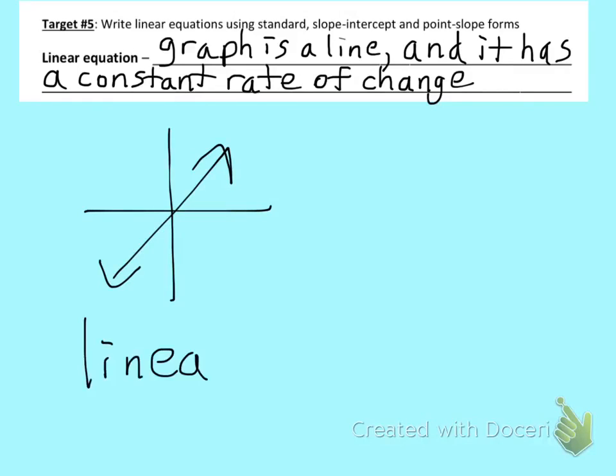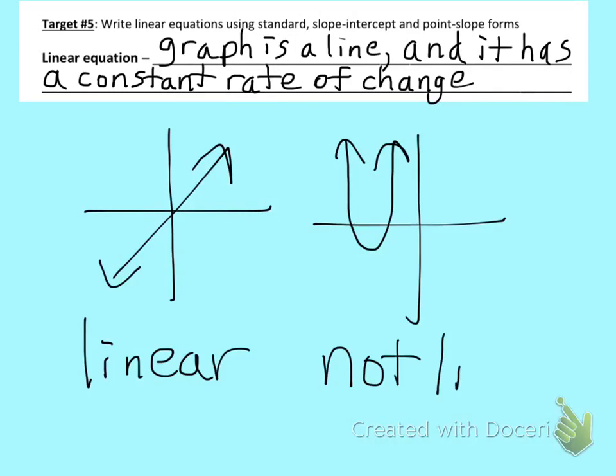There's an example of a linear graph since it's a straight line. Here's an example of a graph that's not linear. The one that's nonlinear will have a different rate of change depending on where you are on the graph.